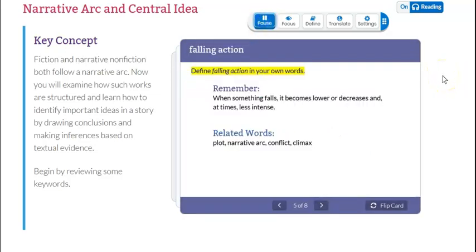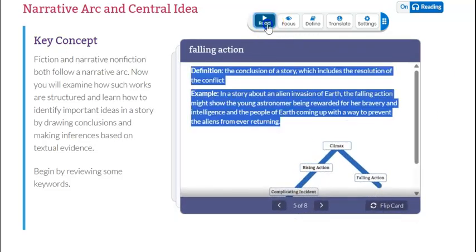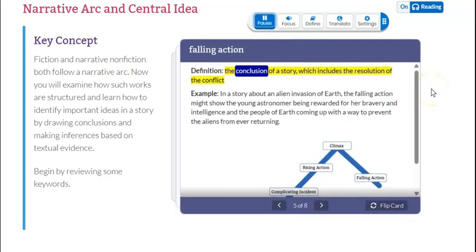Falling action. Define falling action in your own words. Remember, when something falls, it becomes lower or decreases and, at times, less intense. Related words: plot, narrative arc, conflict, climax. Definition: the conclusion of a story, which includes the resolution of the conflict.